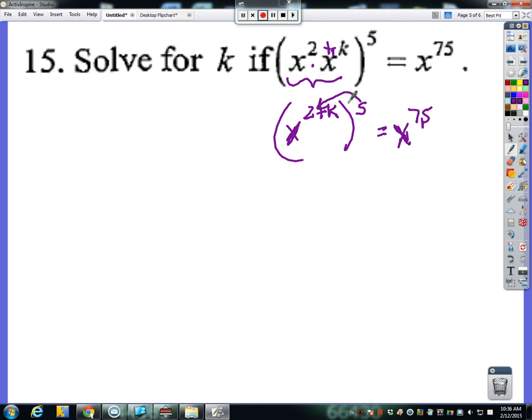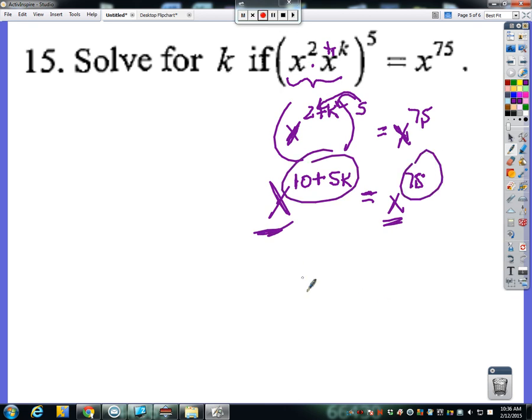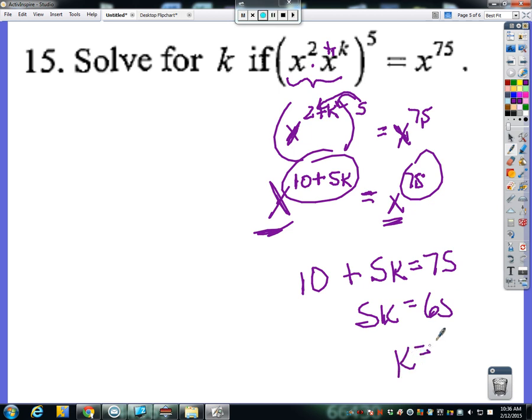So I get to distribute that 5 to the 2 and the k. So this is really x to the 10th plus 5k power equals x to the 75th. Well, if I have x here and x here, then that means the exponents really must be equal to each other. So at this point, I can take 10 plus 5k, set it equal to 75. Subtract the 10 over, get 65, divide the 5 over, and get that k is 13. But we can put this in a calculator. It's possible.